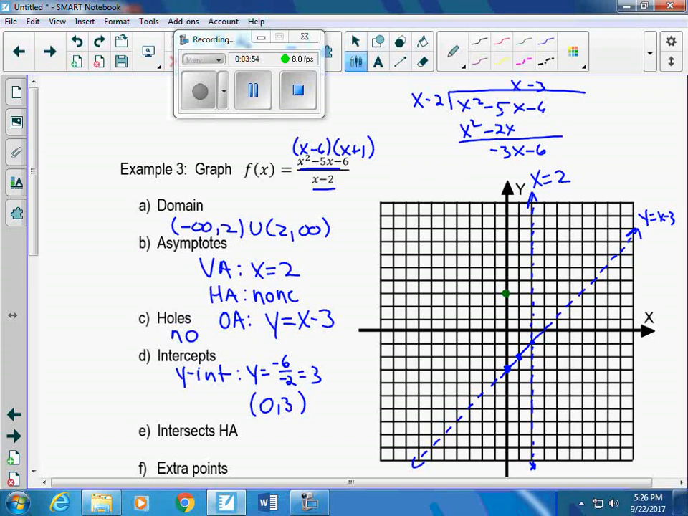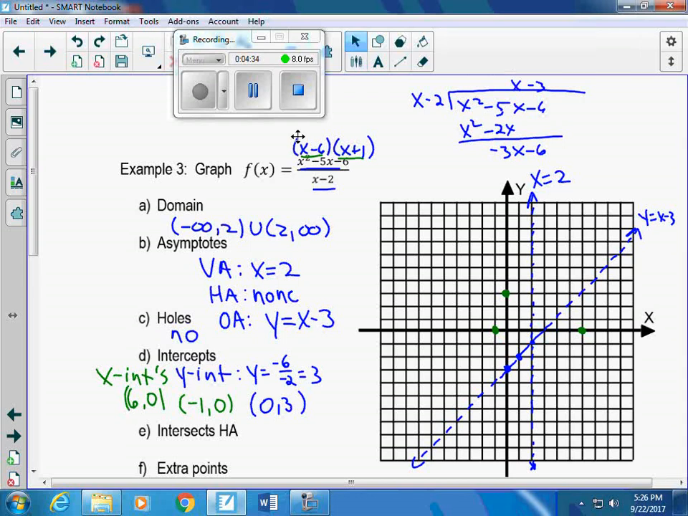Okay? And so 0, 3, and the numerator, this and this are going to create our x-intercepts. So your x-intercepts are going to be 6, 0, and negative 1, 0. All right? So those are your x-intercepts. And so you're going to have one here, and you're going to have one 1, 2, 3, 4, 5, 6 here. So pretty much we know where those branches are going to go.